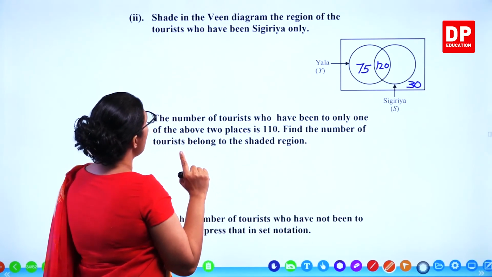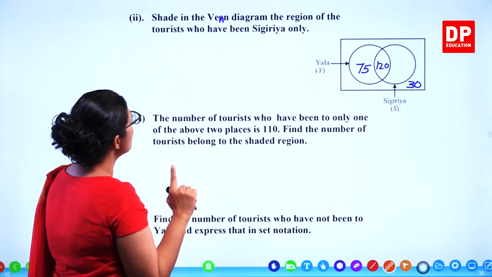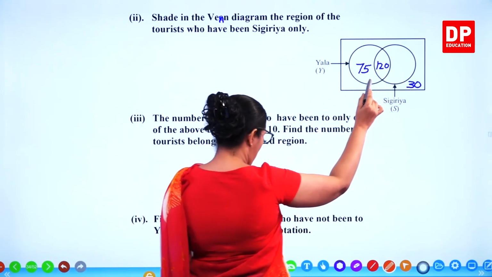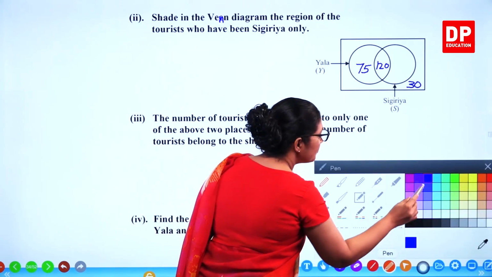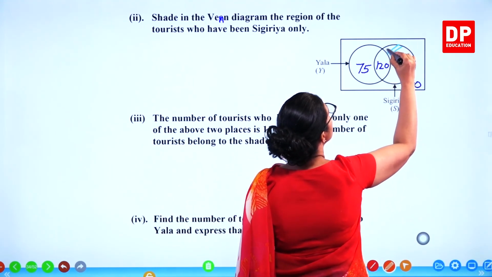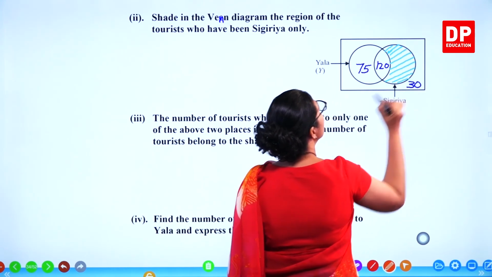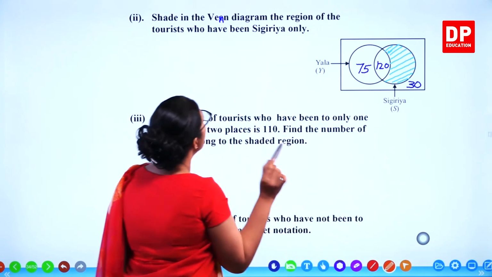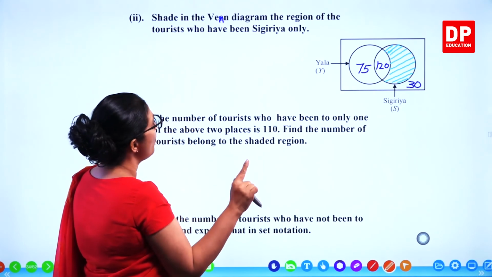Shade in the Venn diagram the region of the tourists who have been to Sigiriya only. Sigiriya only is this one. So we have to shade that. So we'll take the coloring pen and I'll shade this part. This is the required region, showing the tourists who have been to Sigiriya only.